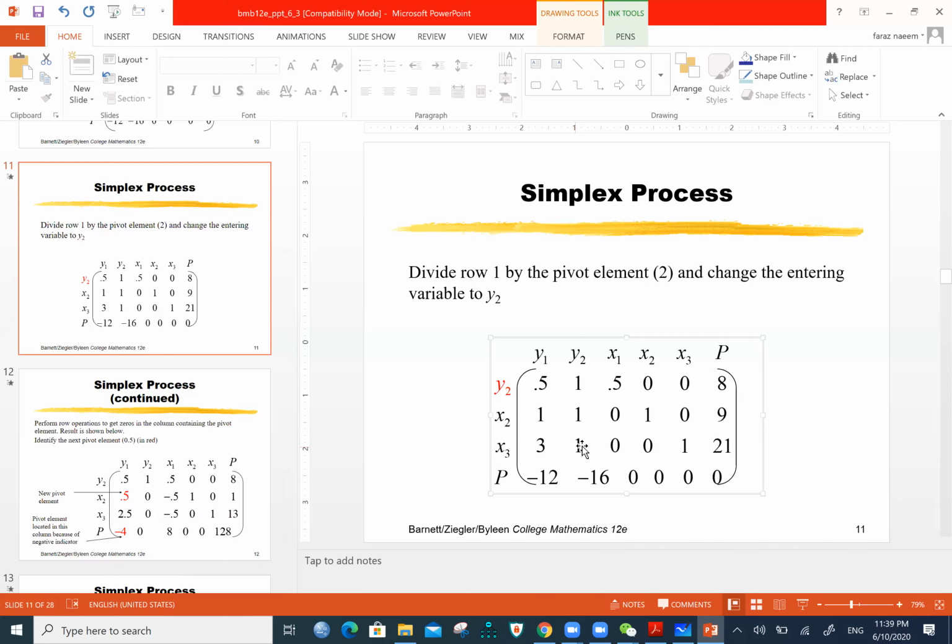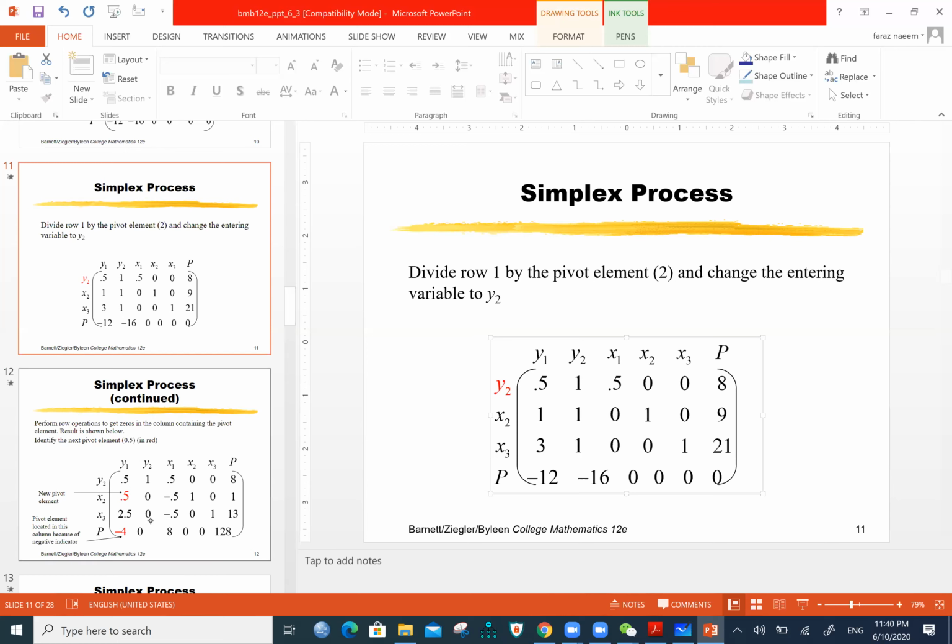To do so, again we multiply this first row with -1 and add it into the third row. So this will become minus 0.5 and we add this minus 0.5 into this 3. It will become 3 minus 0.5, which is 2.5. So here we have 2.5. We multiply this one with minus and add it into this one. So minus 1 plus 1, you will get 0 here.